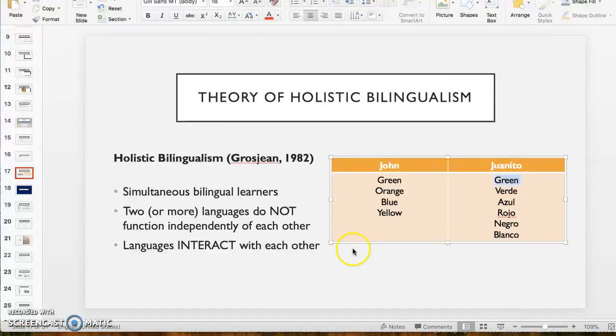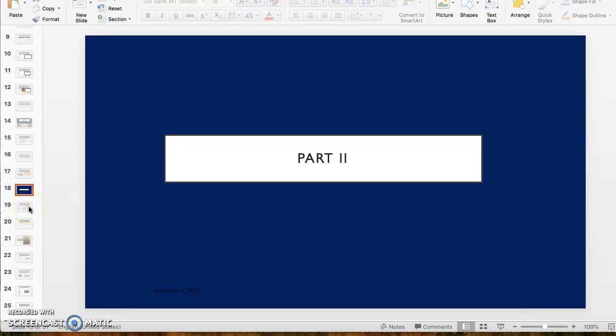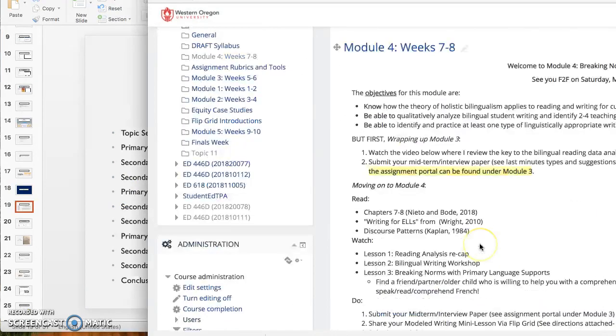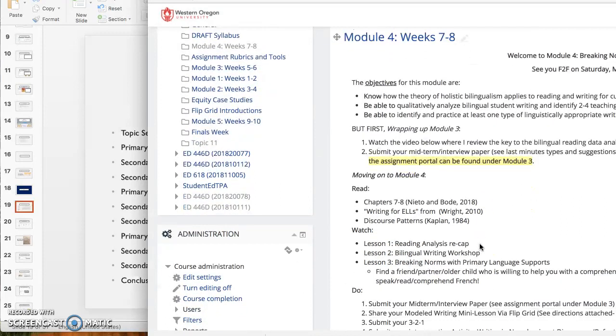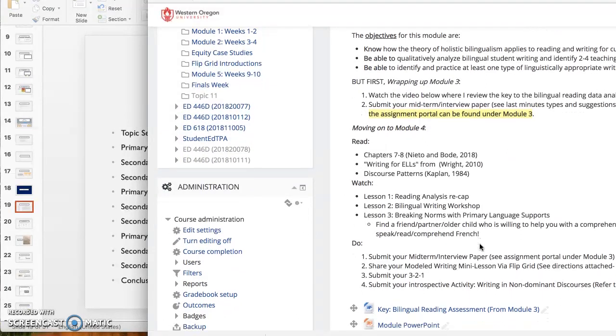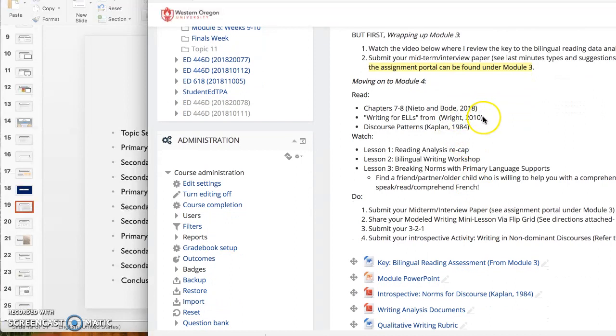Let's go back to our PowerPoint, and we are moving on to part 2, which is our writing analysis. If we look at our module for week 7 and 8, we are turning to writing. We're still thinking about norms, but we're going to talk about writing for ELLs. You're going to read about some instructional practices that are linguistically valid for ELLs. We are going to think critically about discourse patterns and how there are norms for writing, just like we see in reading. There's norms for reading, and there's also norms for writing.